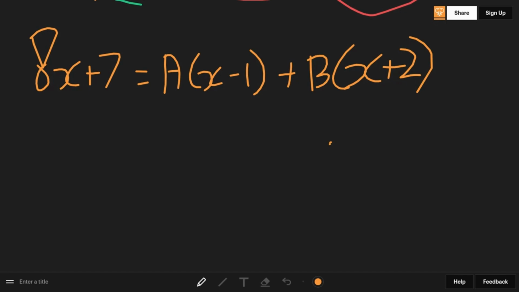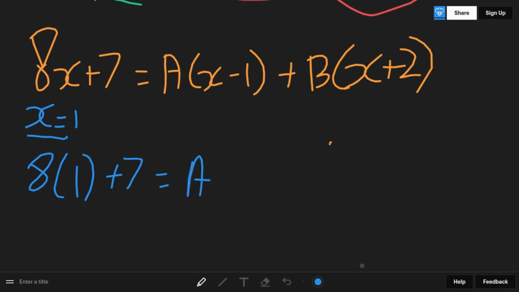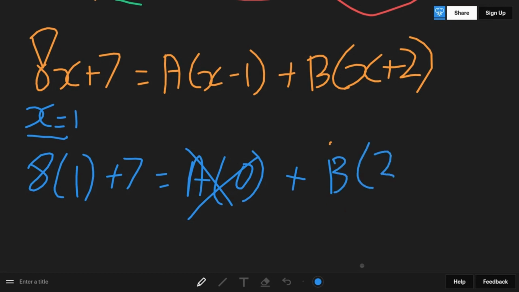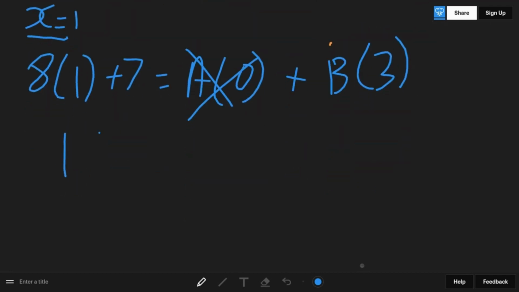Now to find a and b, we're going to try to eliminate both of these variables. First off, let's say x equals 1. Then we get 8 times 1 plus 7 equals a times 1 minus 1. That's just 0, so this is nothing because we have 0a plus b times 1 plus 2, which is 3. So then we get 15 equals 3b, b equals 5.